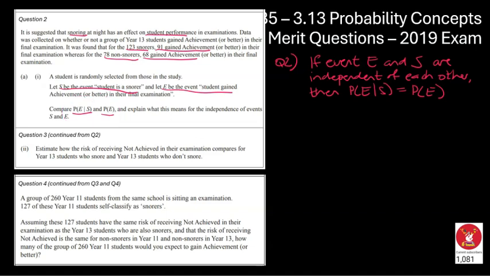So let's start thinking about how we're going to calculate these. So my initial gut, because we've got snorers and whether or not people pass the exam, that's kind of two variables.